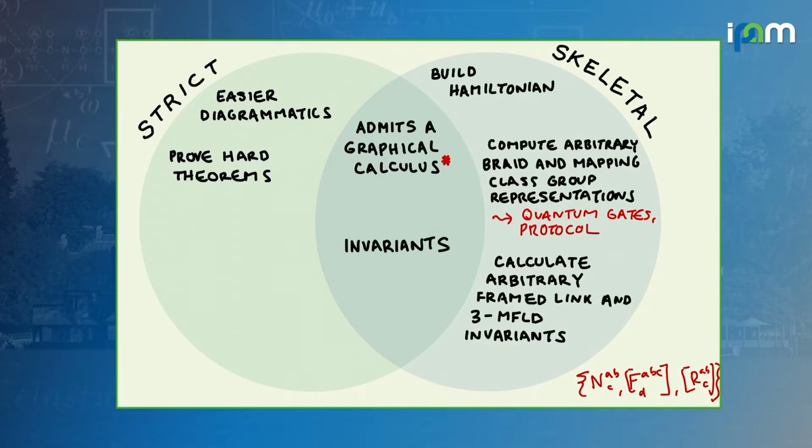So strictification, on the other hand, has some benefits. The diagrammatics are easier. It's arguably easier to prove more general results about modular category theory. Any mathematicians or physicists want to add anything to the left-hand side?